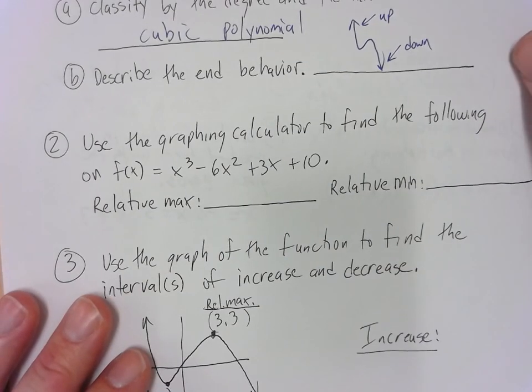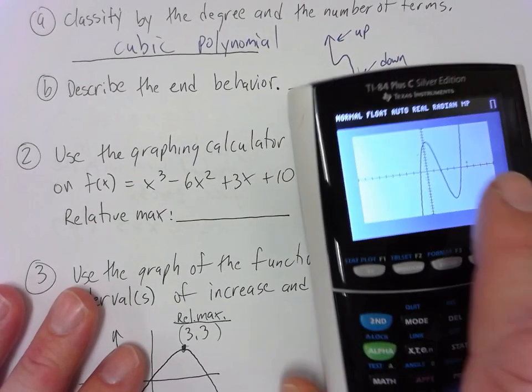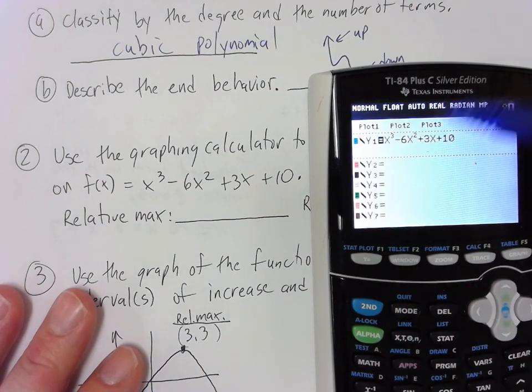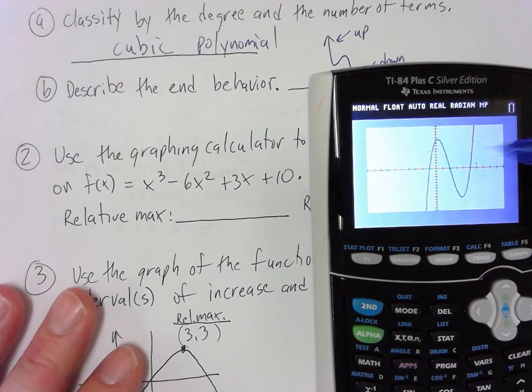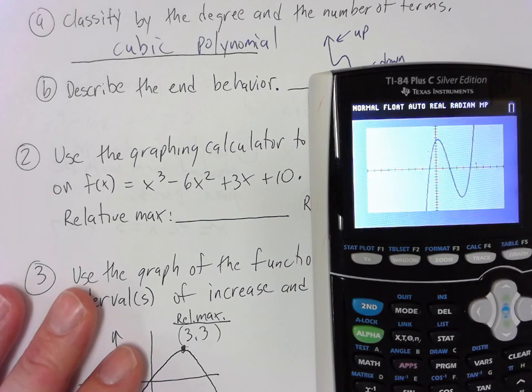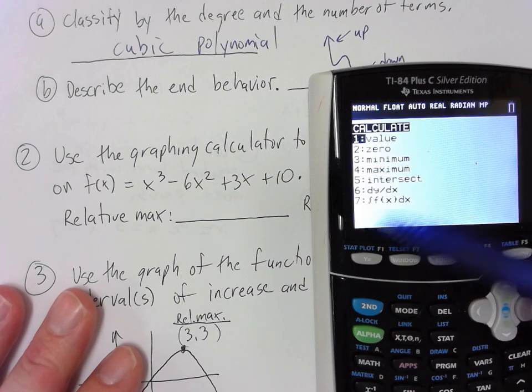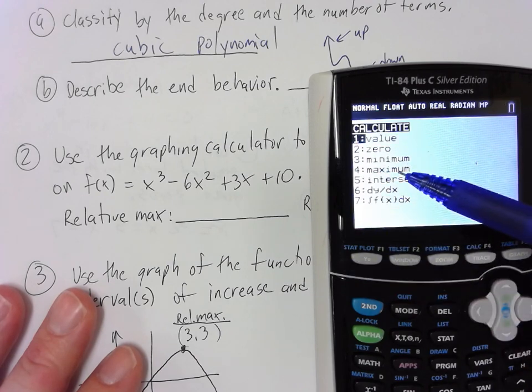Then we're supposed to find the relative mins and maxes. I type this into the calculator. And there it's typed in. Here's the graph of it. I adjusted the window some, so I went left and right 10, but I went up and down 15 to see it better. And there's the graph, and you do left, right, guess to see the max and the min under the calculate menu. So second, calculate, you choose minimum, left, right, guess, do the same process again for maximum.